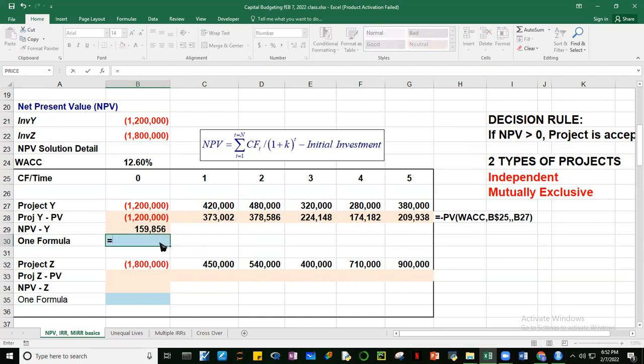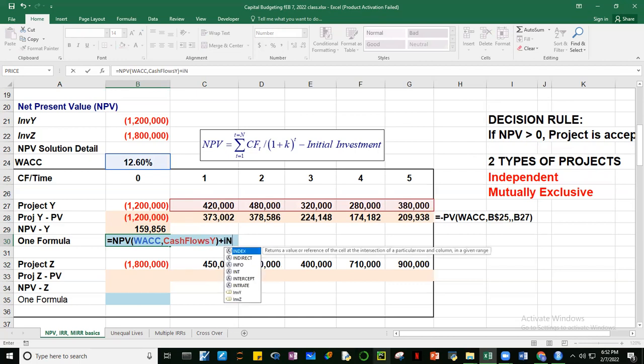Okay, therefore, yung net present value natin, di ba, sabi natin, the net present value, rate natin yung WACC, tama? Then yung mga values natin, yung initial cash flows natin. So that's the cash flows for Y. And then we have to add yung initial investment natin kay investment ni Y. Okay, there. Para mas intuitive siya, no? So that's the NPV formula, yung WACC natin, tapos yung cash flows ni Y, hindi kasama yung year zero dun sa NPV function, and then i-add natin yung initial investment ni Y.